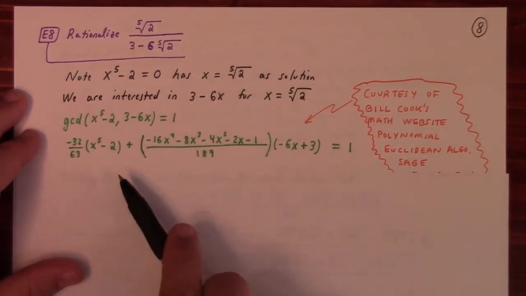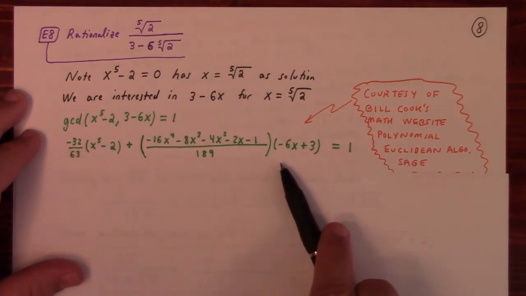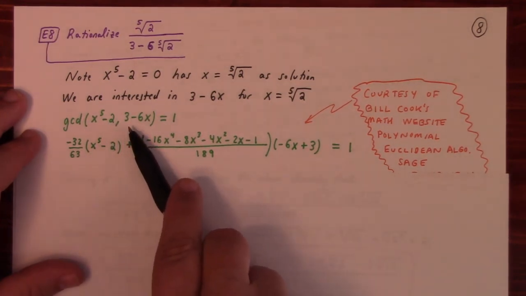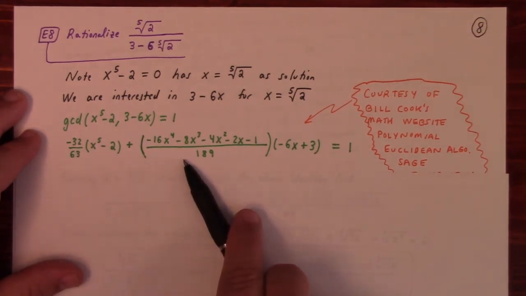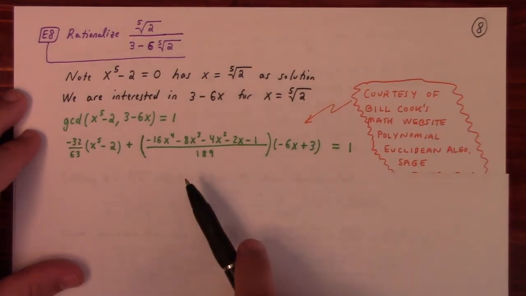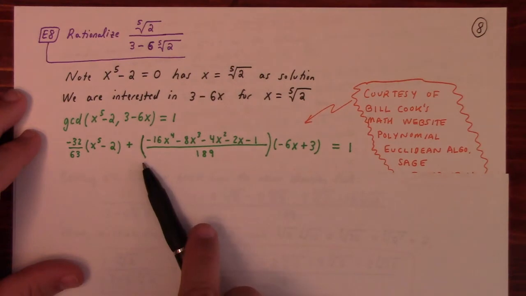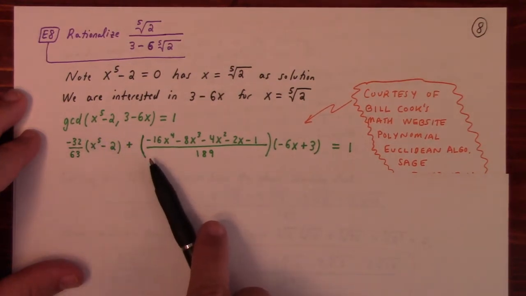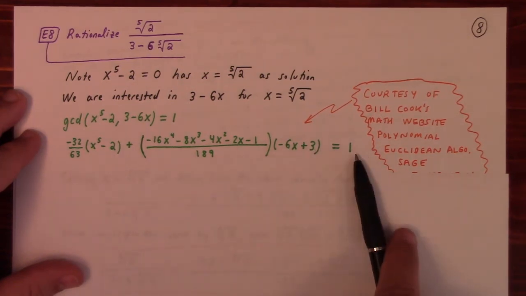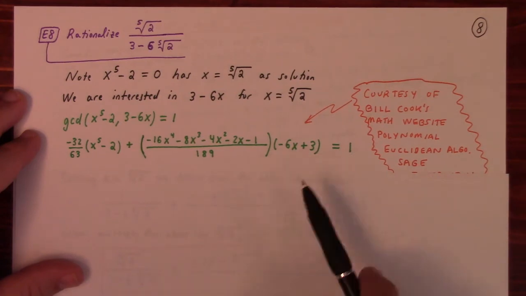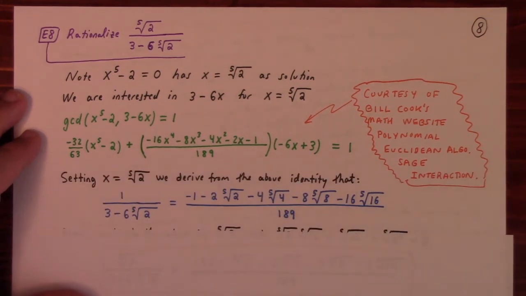Anyway, from Bill's website, the Bezout coefficients for x to the fifth minus 2 and 3 minus 6x are minus 32 over 63, and this other thing. And when we plug in x equal to the fifth root of 2, what happens? This is 0, and we get a number times the number we're trying to calculate the reciprocal of equal to 1. So divide that to the other side. Voila. There's the answer. 1 over 3 minus 6 times the fifth root of 2 is equal to minus 1, minus 2 times the fifth root of 2, minus 4 times the fifth root of 4.